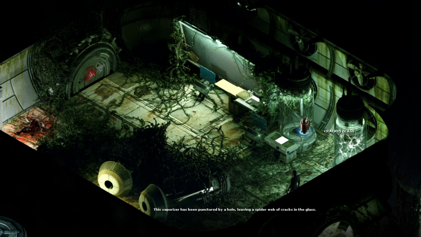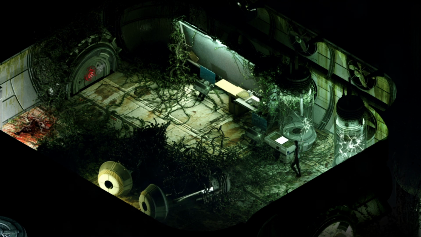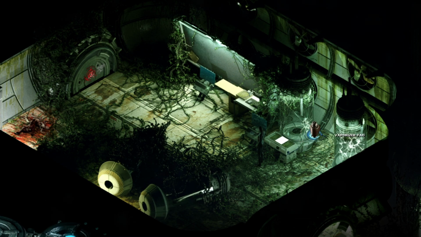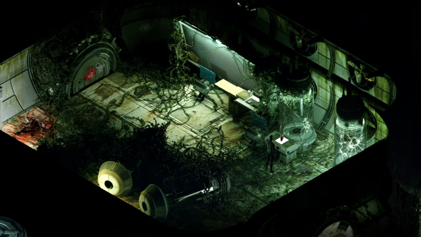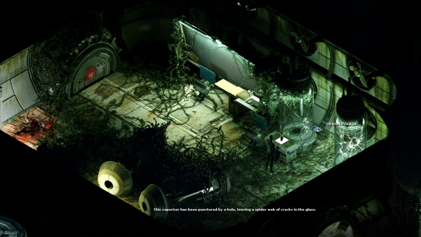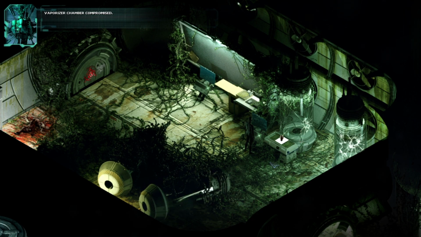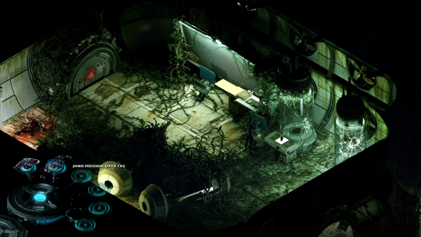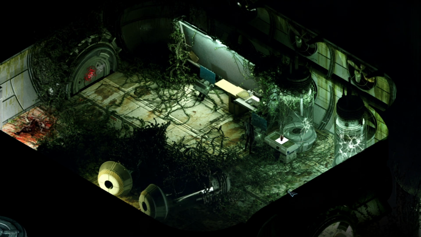So, can I use it to patch the tank? I don't think this will fit. No, we need something else for that. Oop, and I have clicked outside the window. Okay, there we go. Yeah, but we can't actually do the vaporizer thing until we can repair the glass somehow. Vaporizer chamber compromised. Chamber is not airtight. Yeah, and we definitely don't have anything in our inventory that is appropriate to that task. I need like a roll of tape or something.